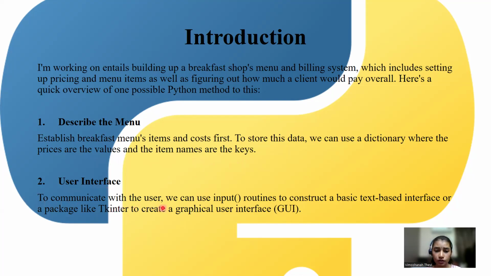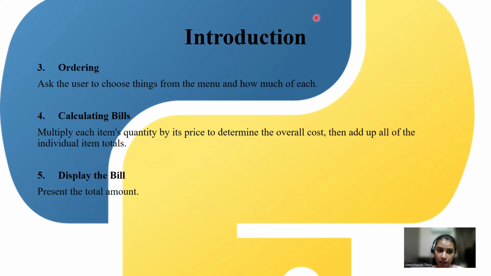Second, user interface. To communicate with the user, we can use input routines to construct a basic text-based interface or a package like Tkinter to create a graphical user interface. Third, ordering. Ask the user to choose items from the menu and how much of each. Fourth, calculating bills. Multiply each item's quantity by its price to determine the overall cost, then add up all of the individual item totals. Finally, display the bill. Present the amount.